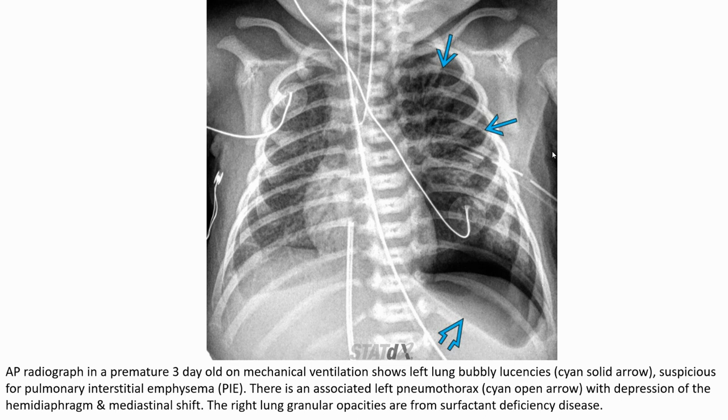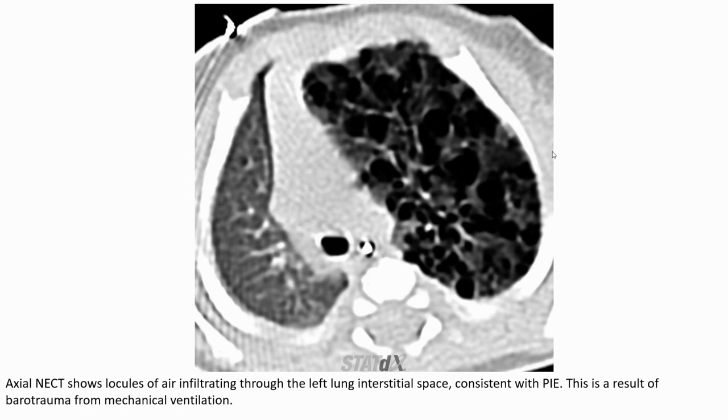Following HMD, who is on ventilation. So here is the CT chest non-contrast enhanced, also showing local air infiltrating through the left lung into the interstitial space, which is consistent with pulmonary interstitial emphysema. That is because of barotrauma from mechanical ventilation.